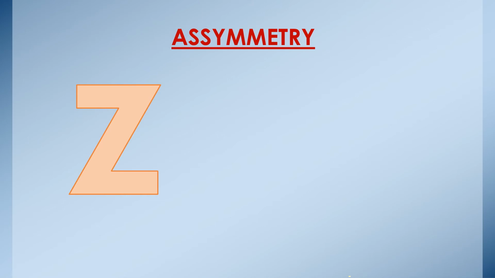If we draw a dotted line in the middle of letter Z, a vertical dotted line, we notice that one part of letter Z does not fall exactly on the other part. So Z is said to be asymmetrical about this dotted line.